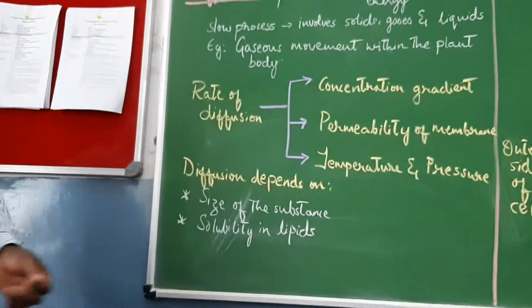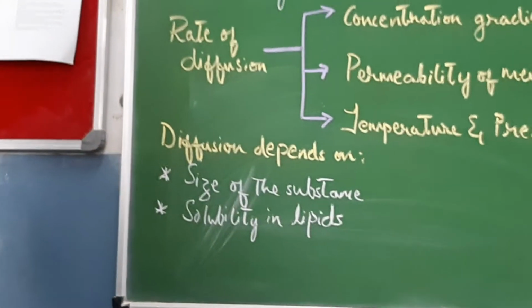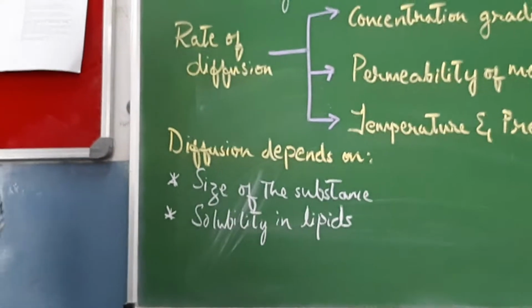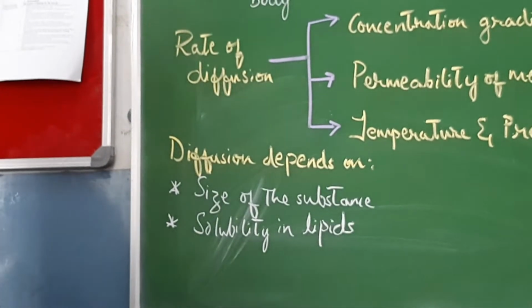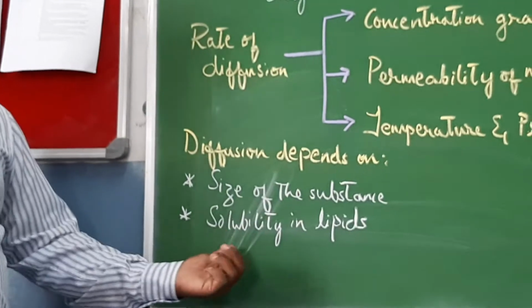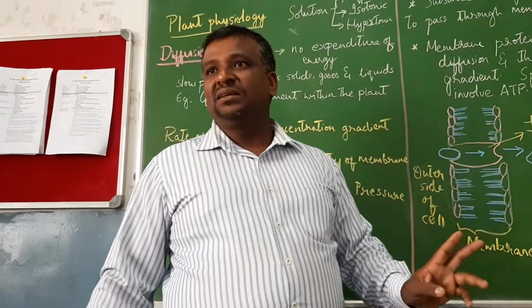Diffusion also depends on the size of the particle. If a large particle is there, it cannot enter through the cell membrane. The smaller the particle, the better its entry into the cell membrane. So it depends on the size of the substance. Solubility in lipids, since membranes are made up of phospholipids.